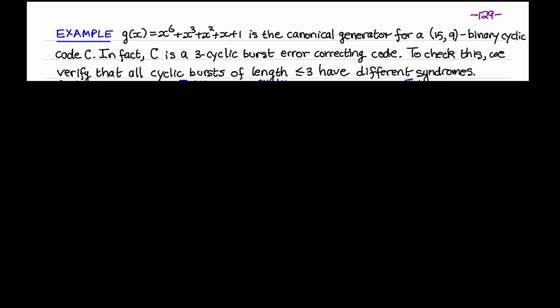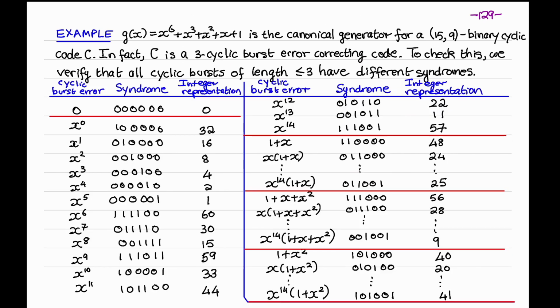To check this, we need to verify that all cyclic burst errors of length at most 3 have different syndromes, and therefore lie in different cosets of C. This is a tedious calculation to do by hand, and so it's better done by a computer program. Nonetheless, I've written in this table some of the cyclic burst errors of length at most 3 and their syndromes, which you can see from their integer representations, are all different.